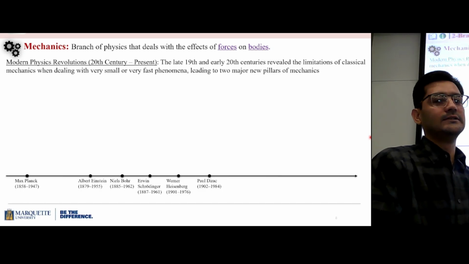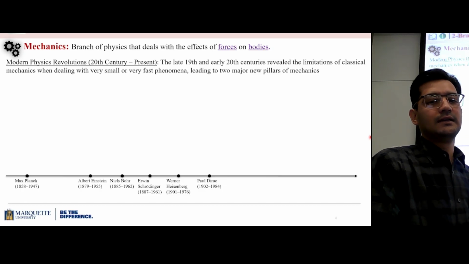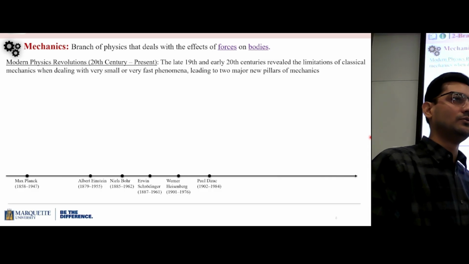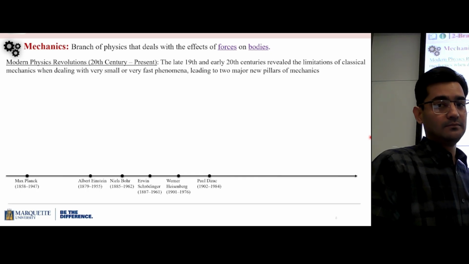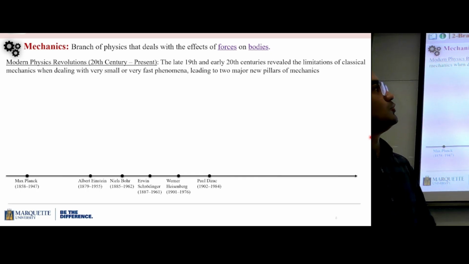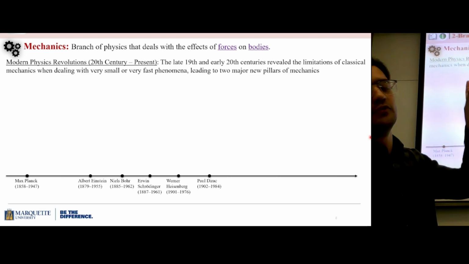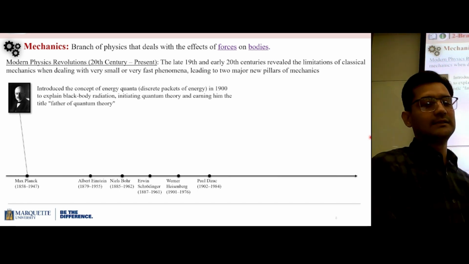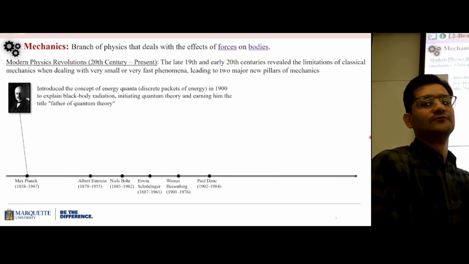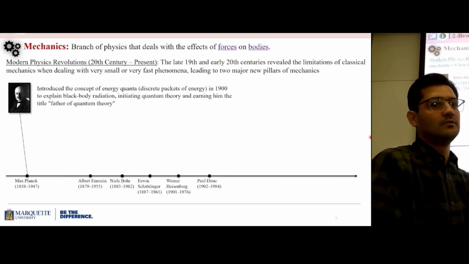So it's modern physics. Modern physics started in the late 19th, early 20th century, and there were some limitations to classical physics which they started to solve. And then two major new fields came out. One of the major scientists is Max Planck. He pioneered quantum physics theory, which comes under mechanics.